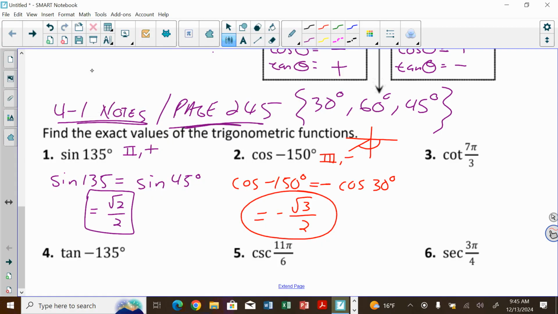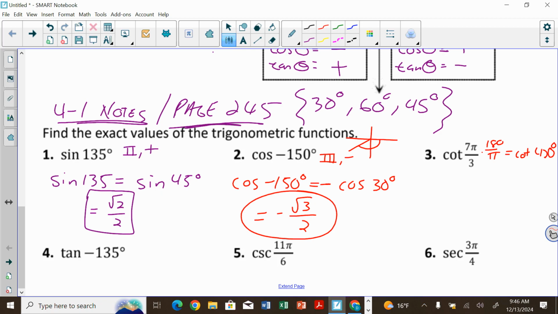Okay, so we have cotangent of 7 pi over 3. Well, this is tricky, so I don't really want to mess with this too much. I don't want to mess with radians, so I'm going to multiply it by 180 over pi and put this into degrees. That's going to equal the cotangent of 420 degrees.